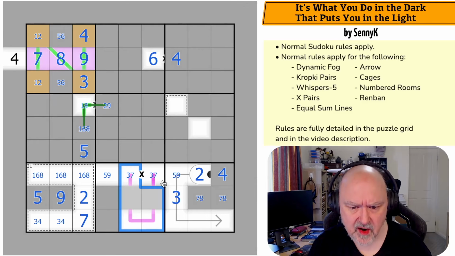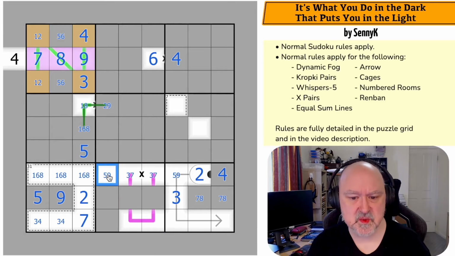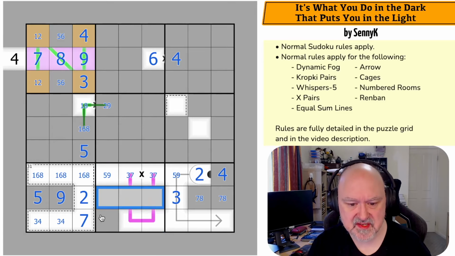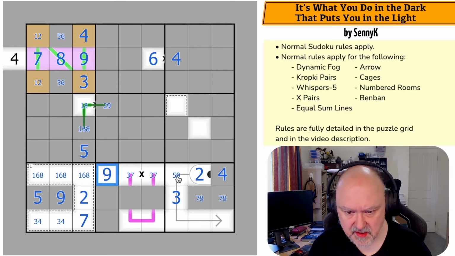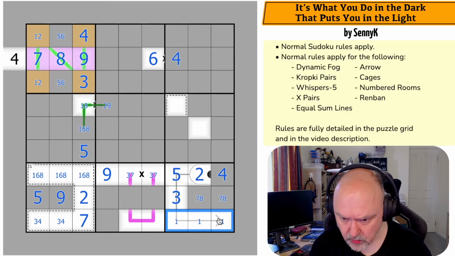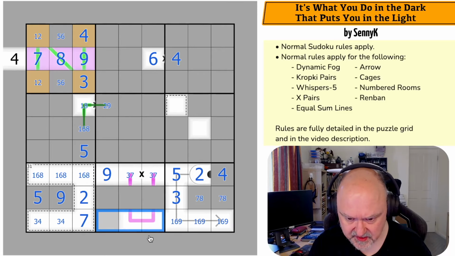There must be a 5 on this Renban though to connect the 3 and the 7. Because if this was the 5, how would I connect the 3 and the 7 on this line? That's the 9. That's the 5. This has done nothing yet. These are 1, 6, 9, which means these digits to complete the row are 2, 5, 8.